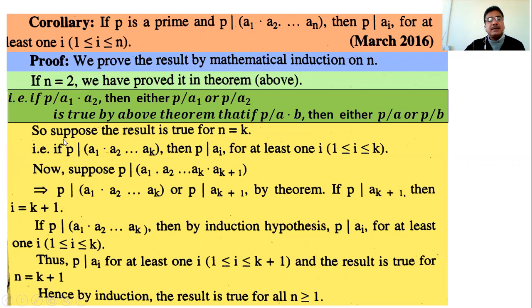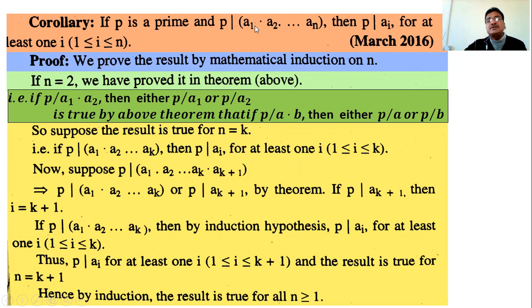Then in the second step, we assume that the result is true for n equal to k. That is our assumption, that p is prime and p divides a1, a2, up to ak, substituted as k. Then p divides ai for at least one i running from 1 to k. So this is our assumption. It's called the induction hypothesis, and we have to show the result is true for n equal to k plus 1.